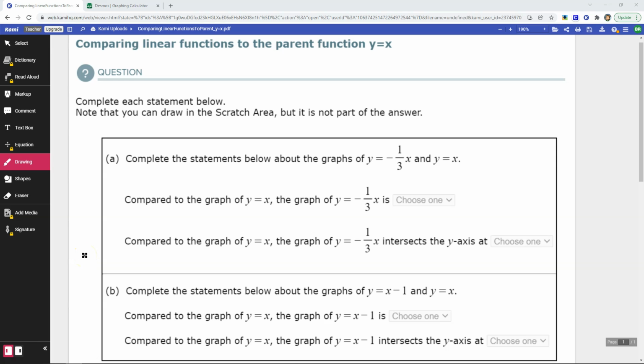Okay, today we're looking at ALEKS, Algebra 1, Functions and Lines Pi Slice, specifically comparing linear functions to the parent function y equals x topic. So the first thing that we need to take a look at is what does y equals x look like on a graph? Now in ALEKS we're going to be given a scratch area. Since I don't have that on here because this is just a screen grab of an ALEKS question, I'm going to show what it looks like in Desmos.